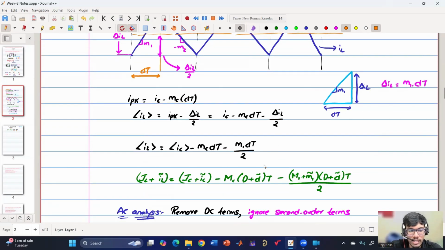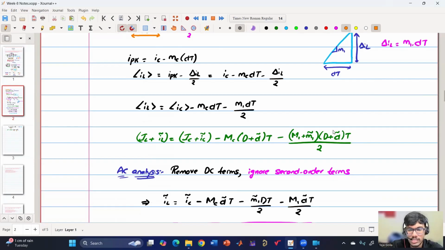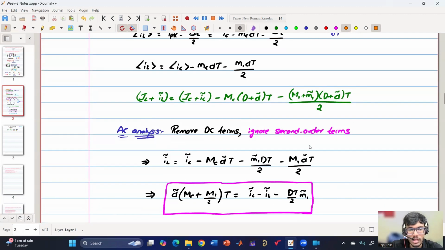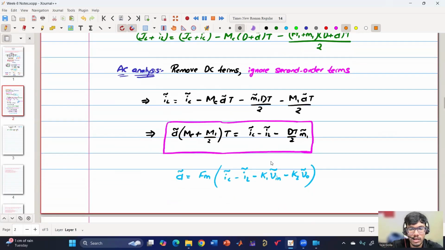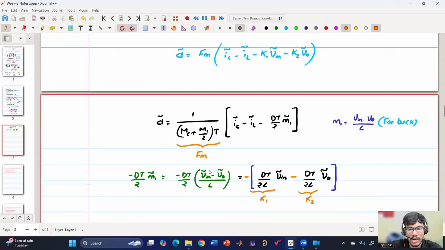After that, we have perturbed and considered only AC terms because we are doing AC analysis. So we'll remove all the DC terms. Also, we'll ignore the second order terms because here we'll get 4 terms. One is the DC term, one is the second order term. So both are gone. So we'll get 2 terms from here, 1 term from here, 1 term from here. After that, we have simplified into this expression. But if we want to write it in this form, which is a generic form, then we have further simplified and got FM as 1 by MC plus M1 by 2 into T, K1 as dt by 2L and K2 as minus dt by 2L.